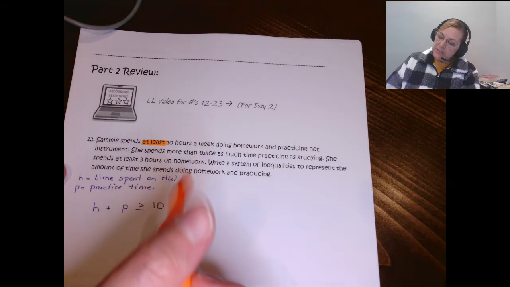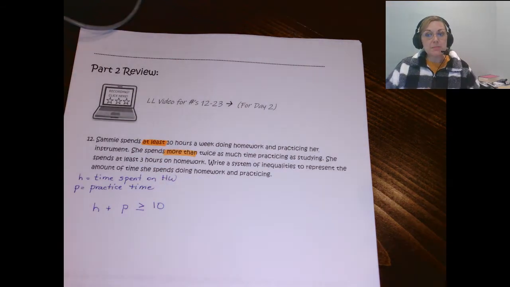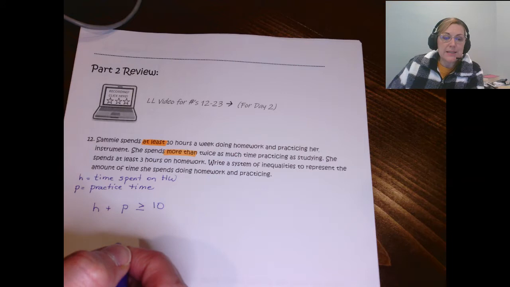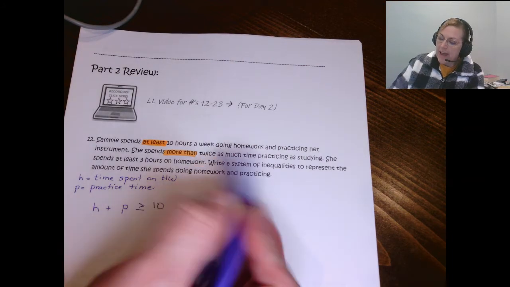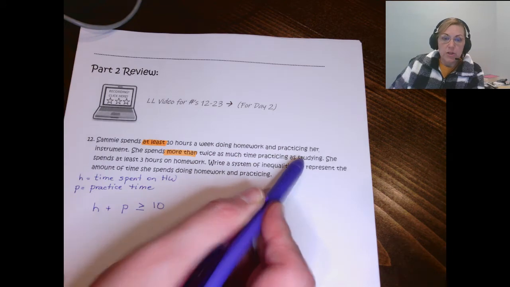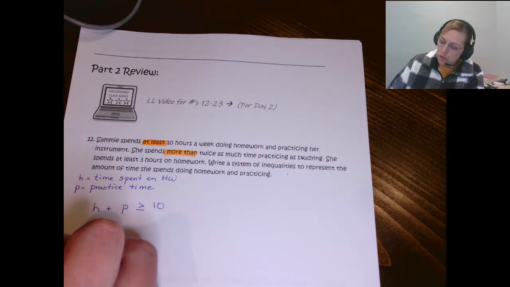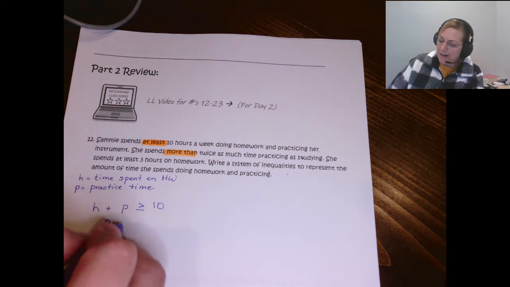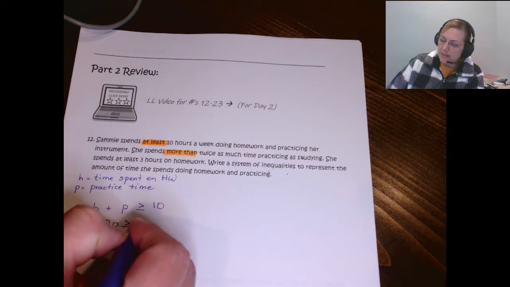Now, the second sentence says she spends more than twice as much time practicing as studying. So, twice as much practicing as studying. So more than twice as much practicing. So 2 times practicing, right? Twice as much practicing as studying.